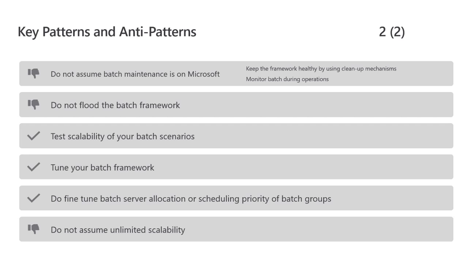Do not assume unlimited scalability. So there is a limit on how many batch threads your solution will be able to handle. And of course, if you have a heavy process which needs to process a huge amount of data, even in parallel execution, some things will take time, and you need to plan realistically with that, and test the runtime behavior, and then plan accordingly, and not just assume that everything will just run.